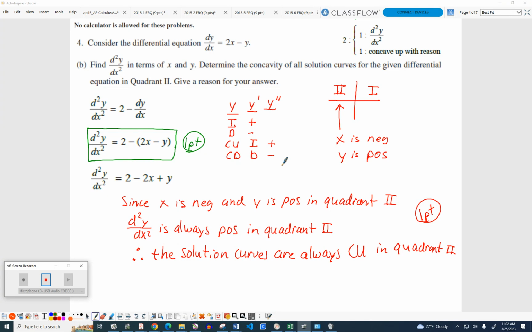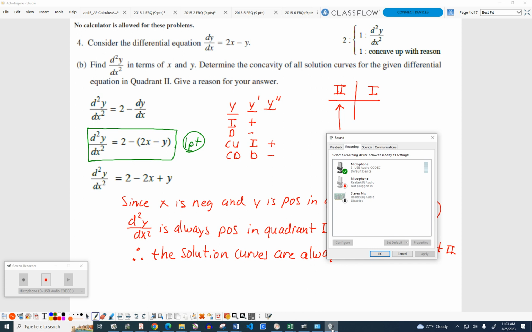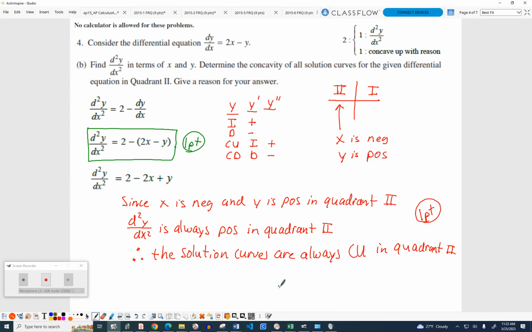This guy did the same thing actually. He also... Okay, here's the explanation. They said, first of all, find the second derivative in terms of x and y. That means there's a period there, so I'm going to stop and do that much.